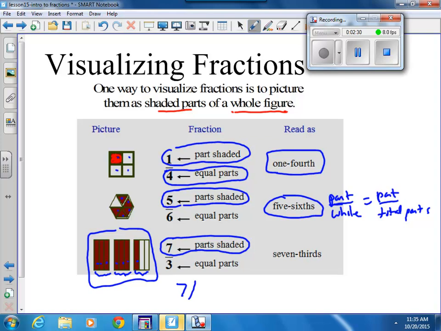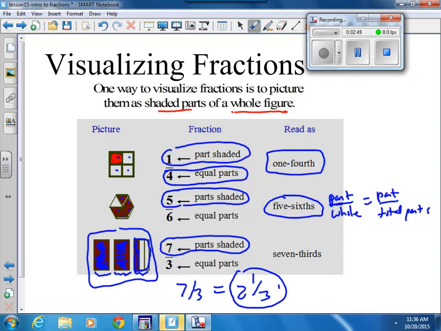I like to think about it like this. 7/3 really means 2 1/3. So that will probably make more sense to you. So we've got one big block shaded, we've got another big block shaded, and then we've got 1/3 of this big block here shaded. So we have 2 1/3.